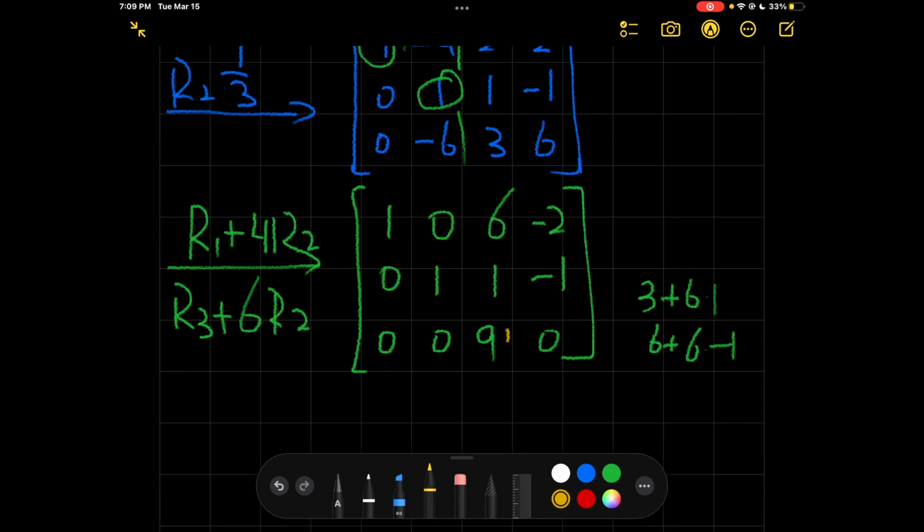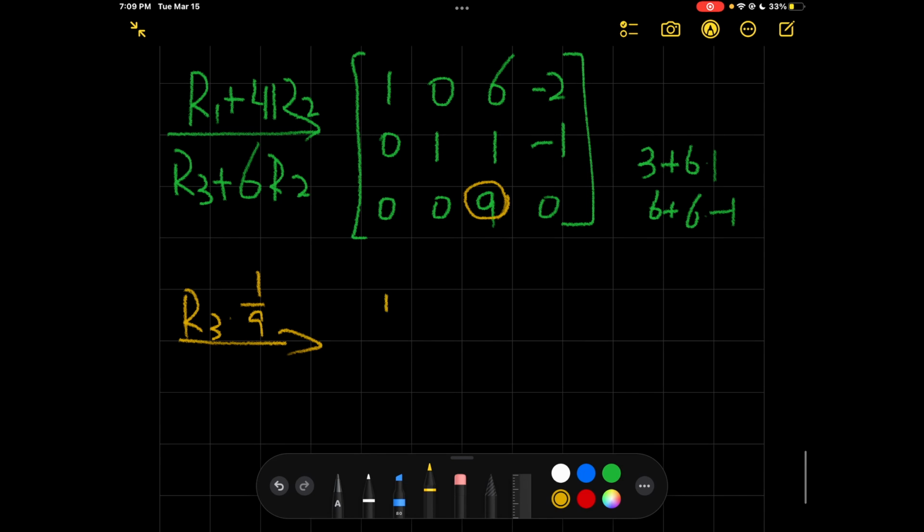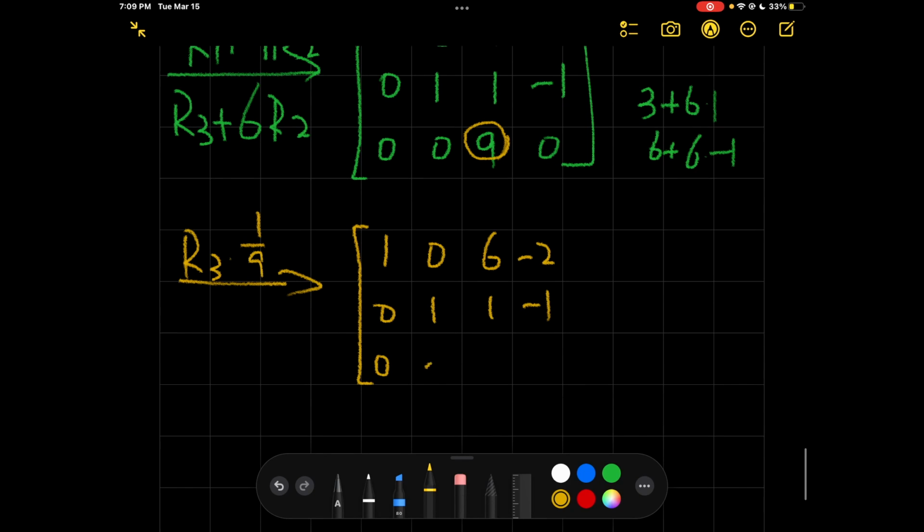Okay, what we have now is the first leading one, second leading one, and then we try to find the third leading one. Just this. It can be row 3 times 1/9. We just got 1, 0, 6, -2, 0, 1, 1, -1, and 0, 0, 1, 0.